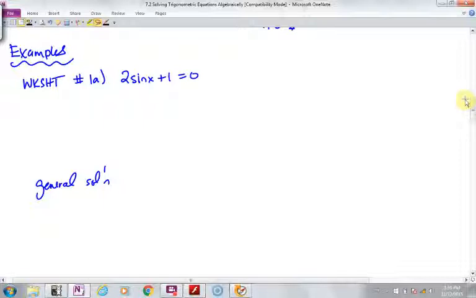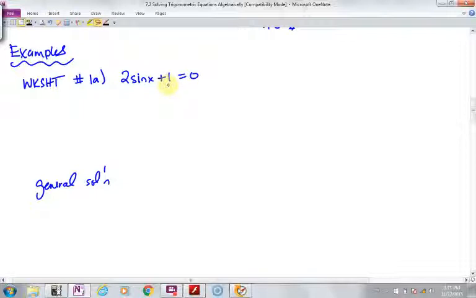All right, so the first example we're going to do today is from worksheet number 1A. It's a very straightforward example, looks like that. So it's very similar to the construct understanding. Step 1 is to isolate the trig function. So we want to solve that so it says sine x equals.